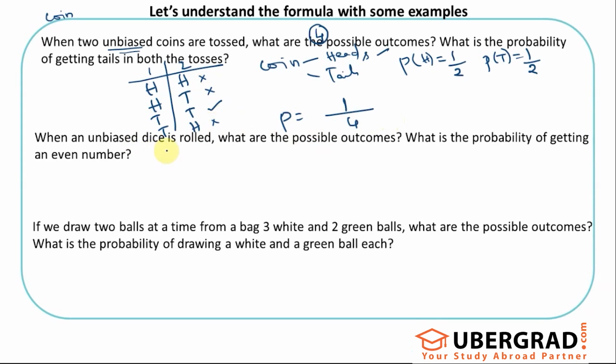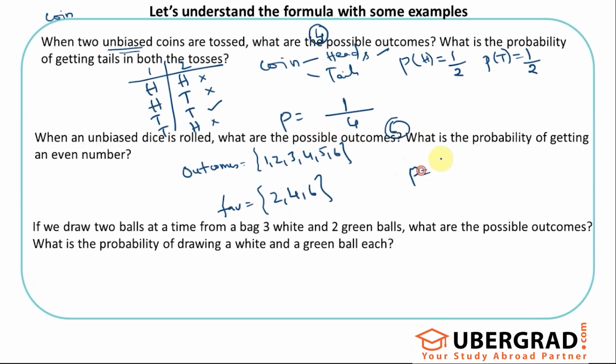When an unbiased dice is rolled, what are the possible outcomes? I can get 1, 2, 3, 4, 5, or 6. So there are 6 possible outcomes. What is the probability of getting an even number? The favorable ones are the even numbers, that is 2, 4 and 6. So the probability is 3 by 6, that's 1 by 2. That's how we should do them.